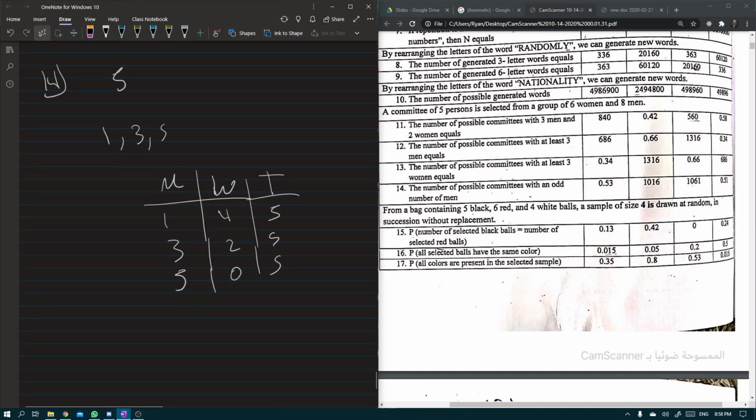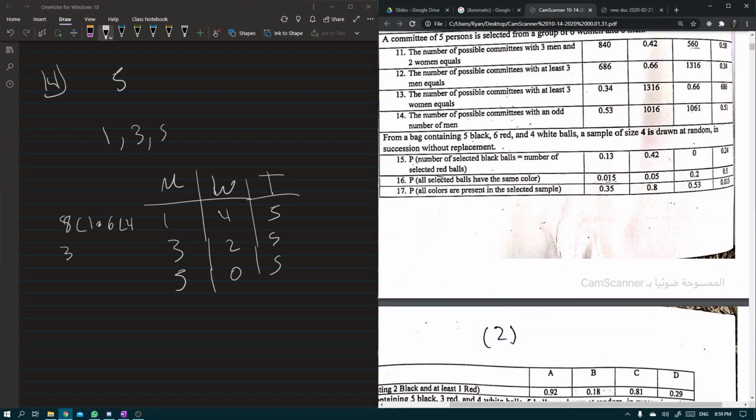Let me solve it in a different way. In this case, when it says odd or even, it's the same. Okay, it's easy. So 8c1 times 6c4, and then the others like this, and then you just add them. This one is easy.